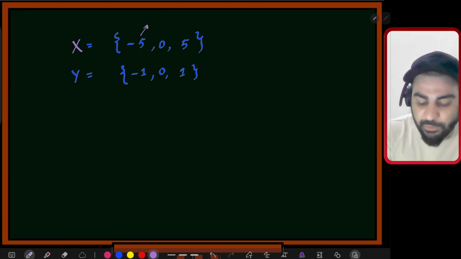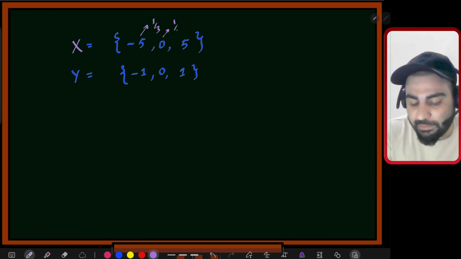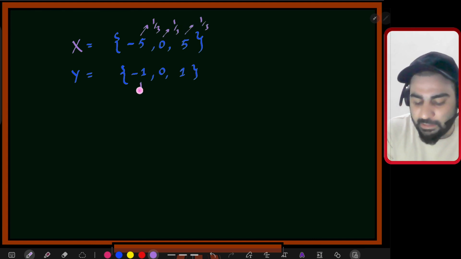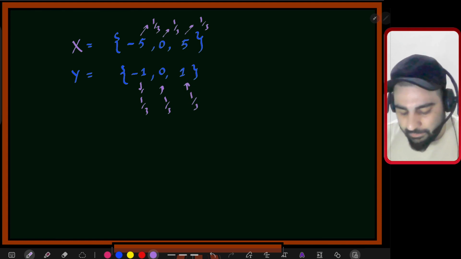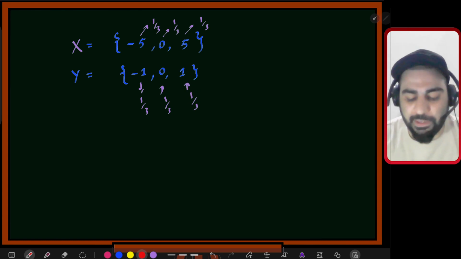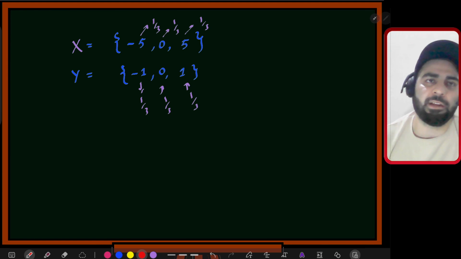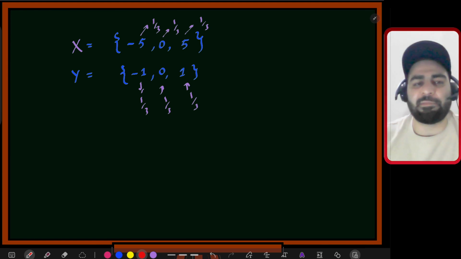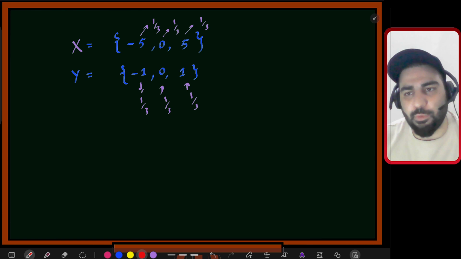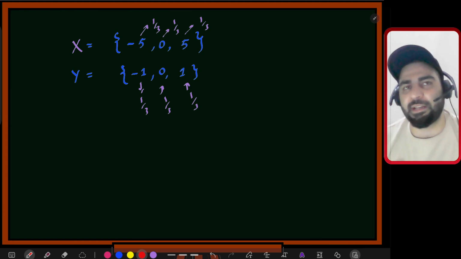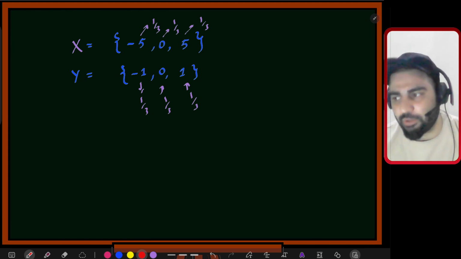The probability of each is 1/3, 1/3, and 1/3. Similar with this, 1/3, 1/3, and 1/3. These are two random variables. They are pretty different. What I said is that expectation somehow summarizes the results. It tells you something about the random variable or something about the distribution.